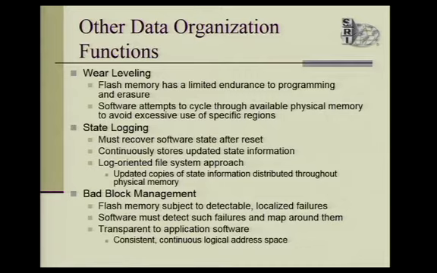And so our software needs to keep track of which blocks have failed, monitor when blocks fail during operation, and then work around that, map around those bad blocks, so that our API provides a transparent interface to the application software. The application software doesn't need to worry about those localized failures. It just has a consistent and continuous address space that it's working with. Our software deals with mapping around those bad blocks.